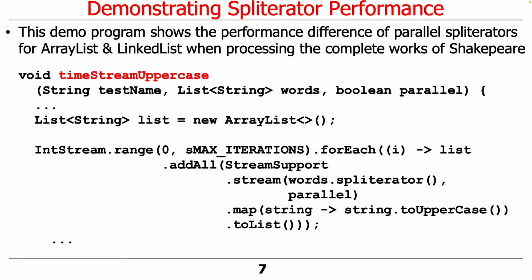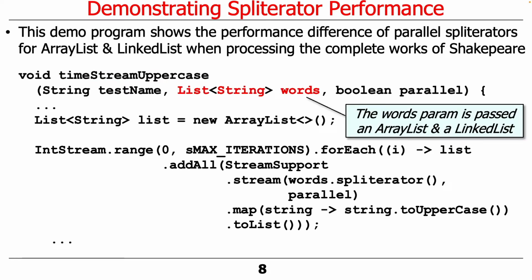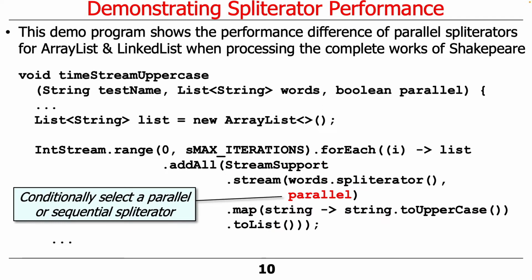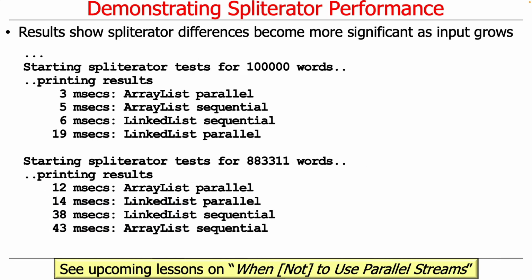To do this, we're going to take a look at a little program that we'll walk through in a second. Part of the program is going to involve taking a words list, a list of strings, and it's going to be passed in either as an ArrayList or a LinkedList by the driver program. Then we're going to do some work that requires using either parallel splitterators or sequential splitterators. We're going to see what happens when we use parallel versus sequential and when we use ArrayList versus LinkedList. So we're going to try all those different combinations.